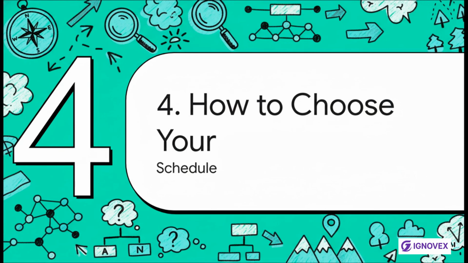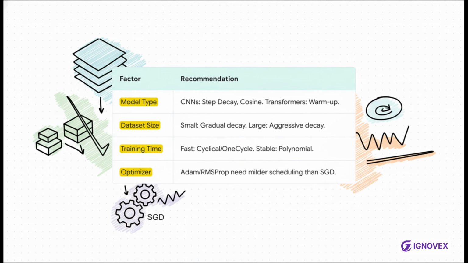Okay, that was a whirlwind tour of the maps, but now for the million-dollar question. Which one should you actually use for your project? Let's get practical. While there's no single magic answer, there are some really good rules of thumb. If you're working with something like a convolutional neural network for images, step decay and cosine annealing are fantastic places to start. For those giant, complex language models like transformers, a warm-up period is pretty much non-negotiable. And of course, the size of your data set and how long you have to train are going to play a huge role in your decision too.